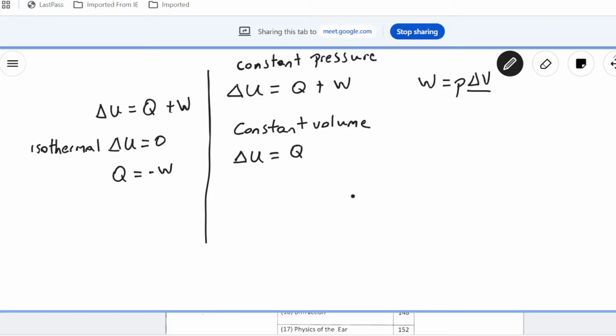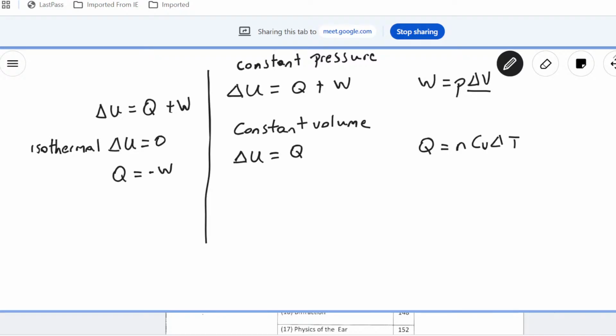I know Q is nCV delta T. That's how you calculate that, since it's constant volume. Wait, sir, you said U is equal to what? Oh, Q. Oh, I see. Wait, what is CV? Molar heat capacity. Alright.